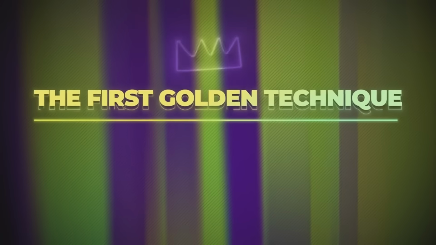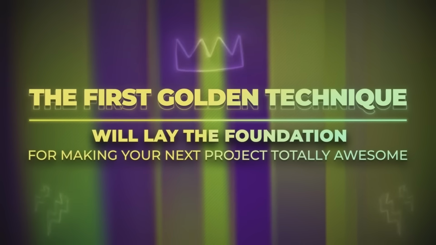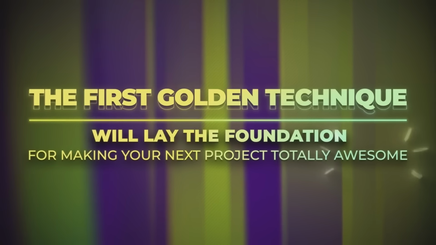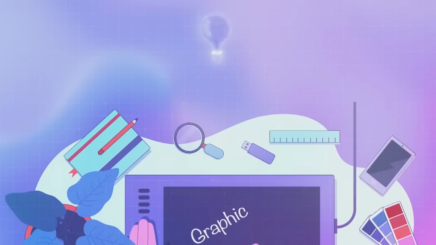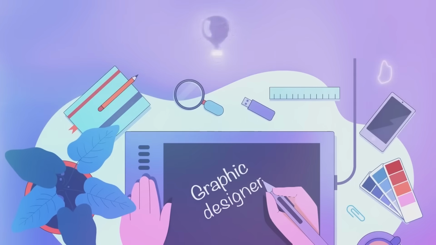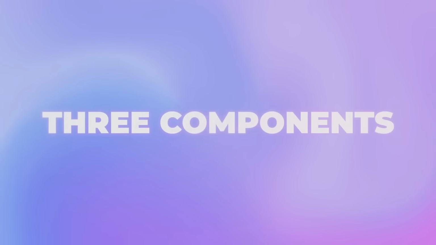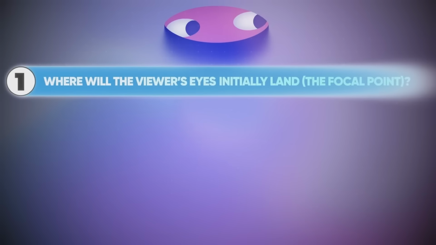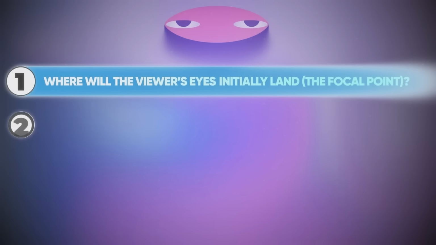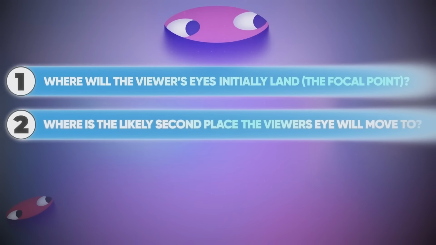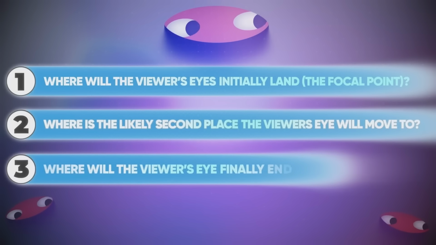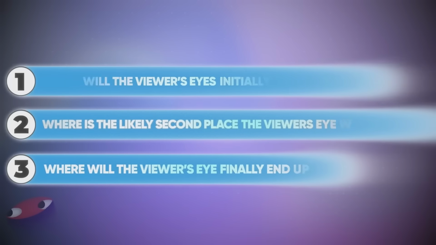The first golden technique will actually lay the foundation for making your next project totally awesome. So when you have your design concept and your ideas finalized in your mind, it's probably time to think about the 3 flow rule. The 3 components of the 3 flow rule that you need to ask yourself are 1. Where are the viewer's eyes initially going to land on your design? 2. Where is the likely second place the viewer's eye will actually move to? And 3. Where will the viewer's eye finally finish up?